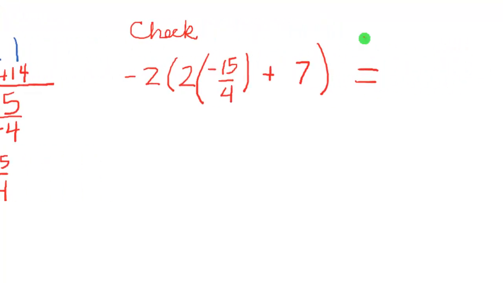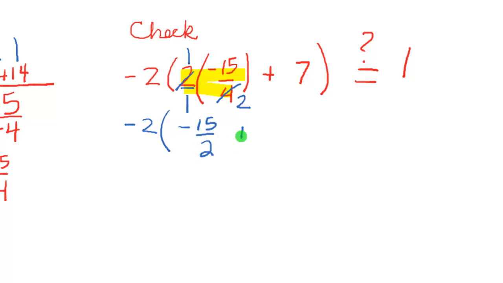So I'm substituting in, and we're going to see if we get a 1 on the left, just like we have on the right. Now, order of operations, we're going to look inside this parentheses and do this multiplication first. I'm going to put a 2 over 1 so that we can do some reducing here. The 2 and the 4, and then multiply across. So we have negative 15 over 2 plus 7. And we want to see if that's going to equal 1.